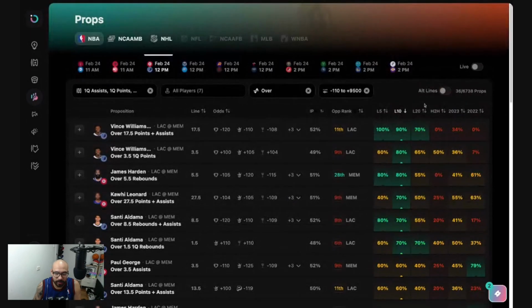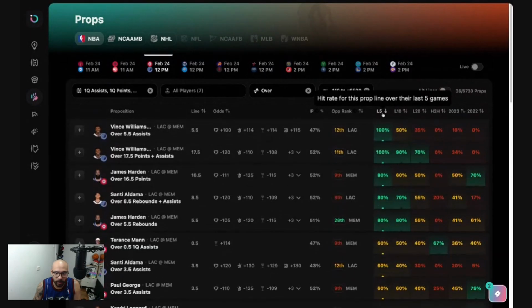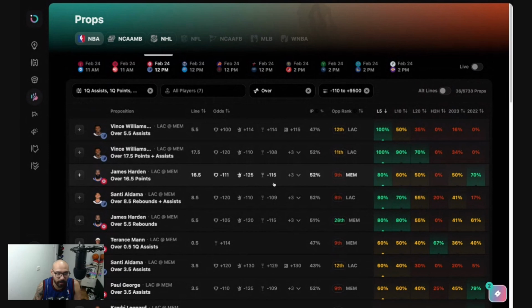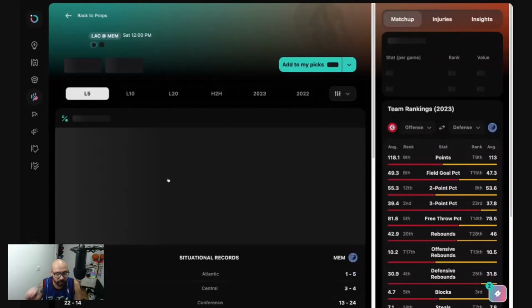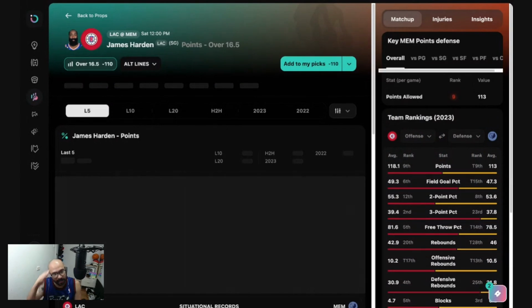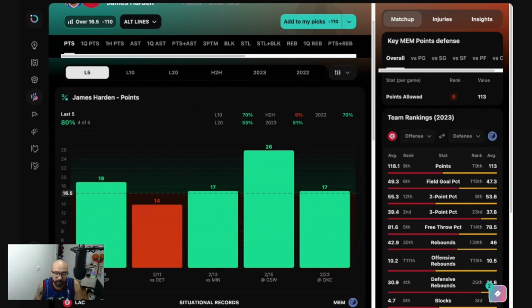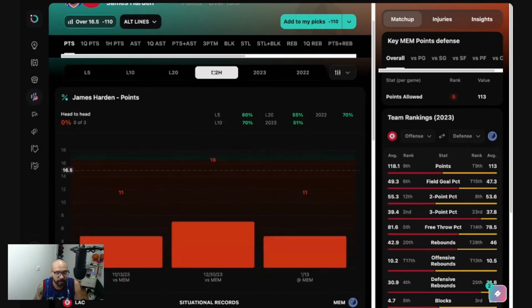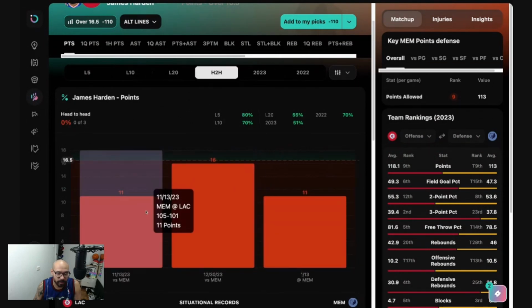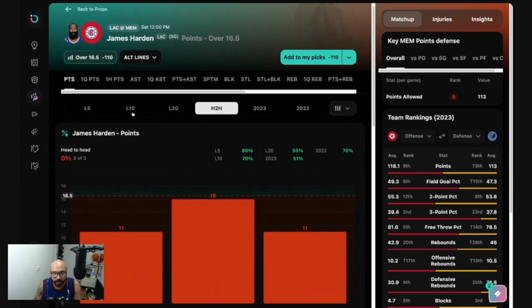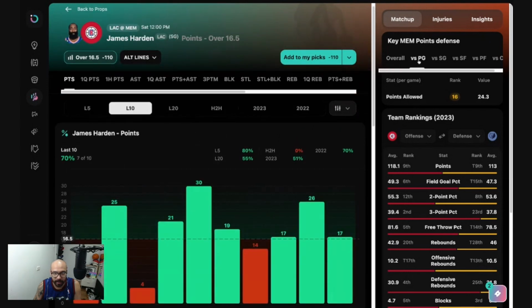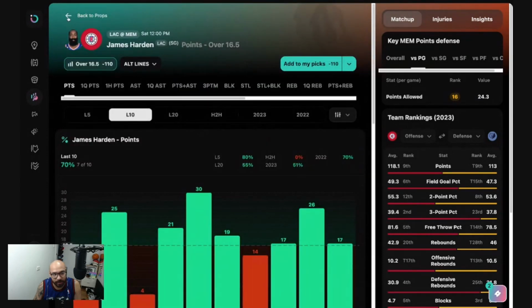What else is there? Let's have a look at the last 5 games. Small sample size, but we're looking at something gold here. Vince Williams, he shows up. James Harden points. So the points line here is 16.5 for James Harden. He has covered this in 4 out of his last 5. Just scored 17 against OKC. In his 3 games against Memphis, he's gone under in all 3. So I don't like that. The matchup, not a good one or a bad one. So I'm not feeling that for James Harden.